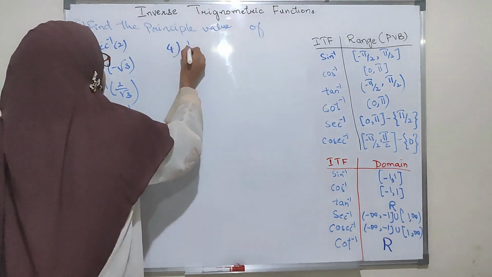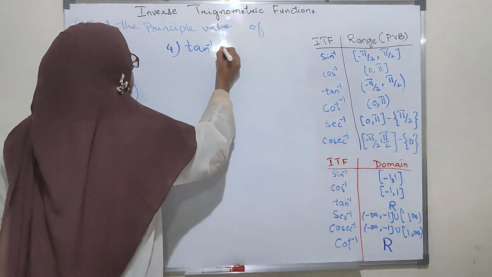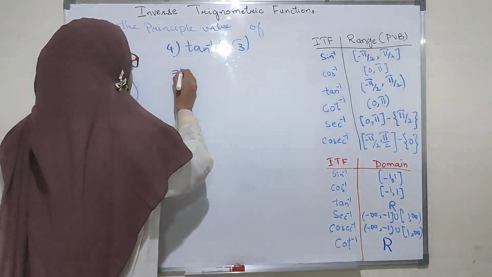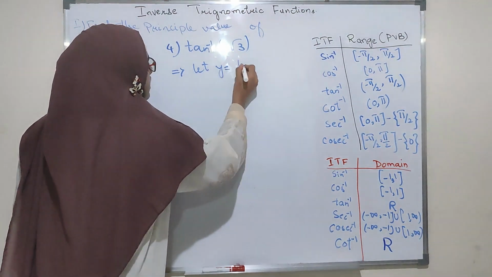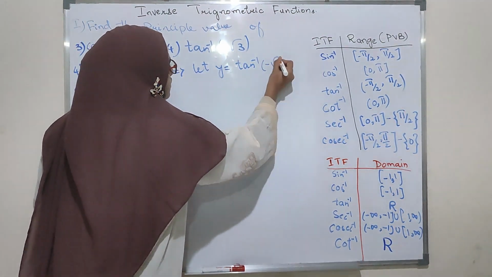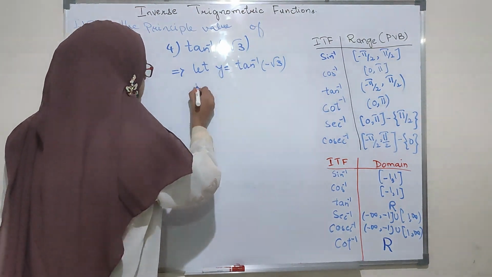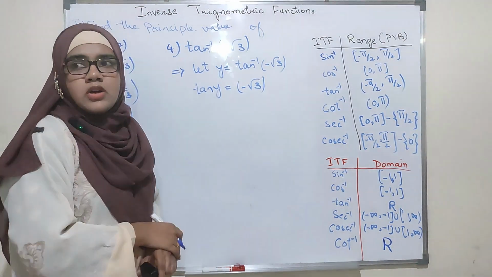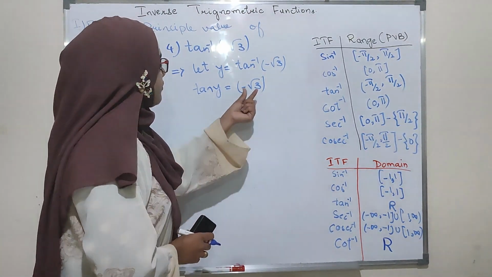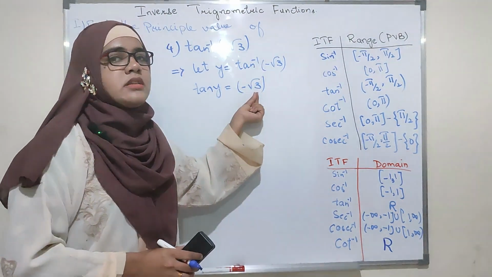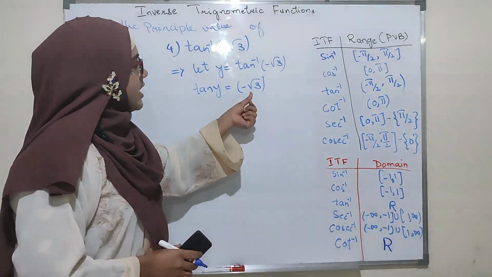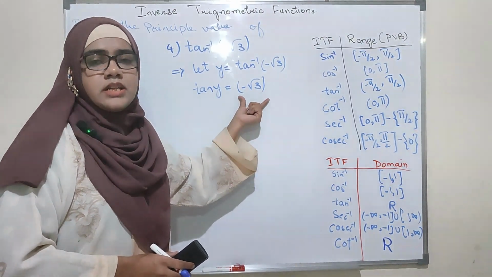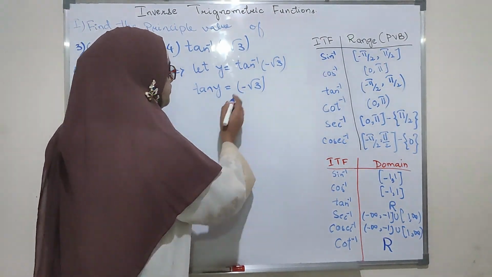Our fourth question is tan inverse of minus root 3. Again you have to take y is equal to tan inverse of minus root 3. So this tan goes here, then tan of y is equal to minus root 3. Root 3 value we have to check in the tan table. Tan 60 is root 3, and in terms of radian it is pi by 3.